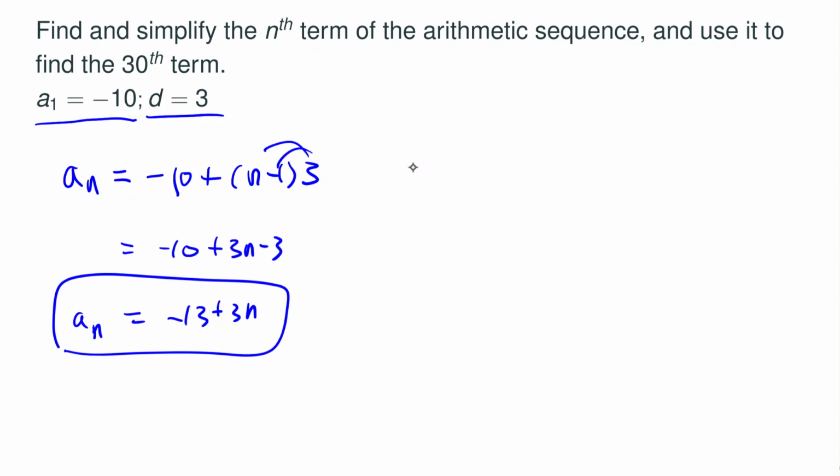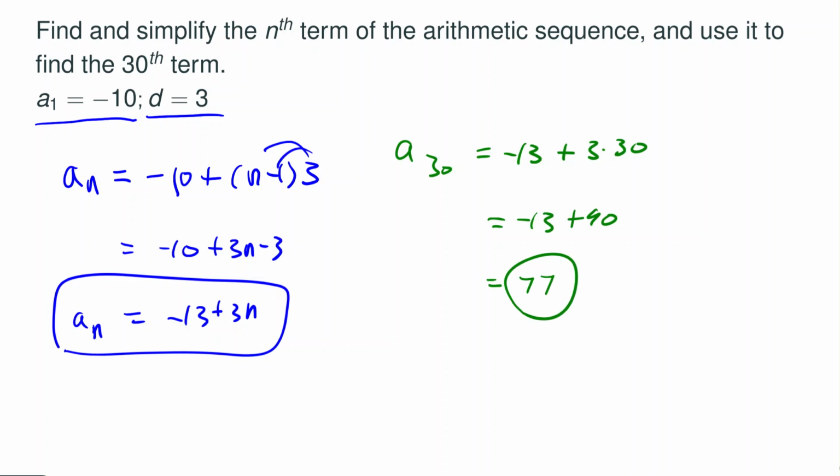Okay. So we want to find the 30th term, so just plug 30 in. A of 30 is negative 13 plus 3 times 30, which is negative 13 plus 90, which is 77. So this is the 30th term of the sequence.